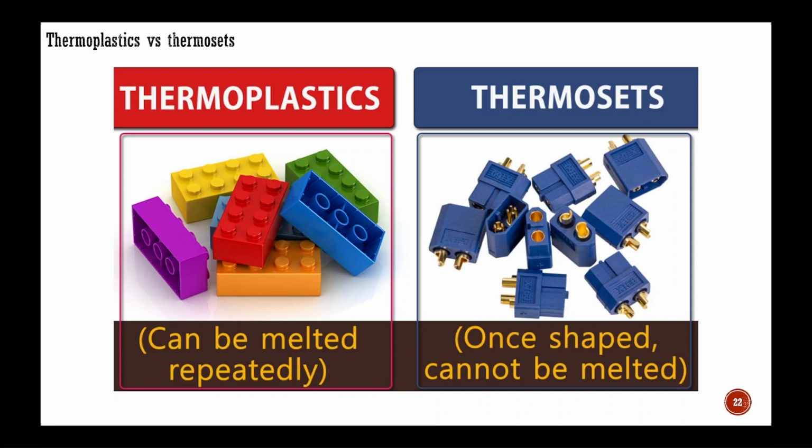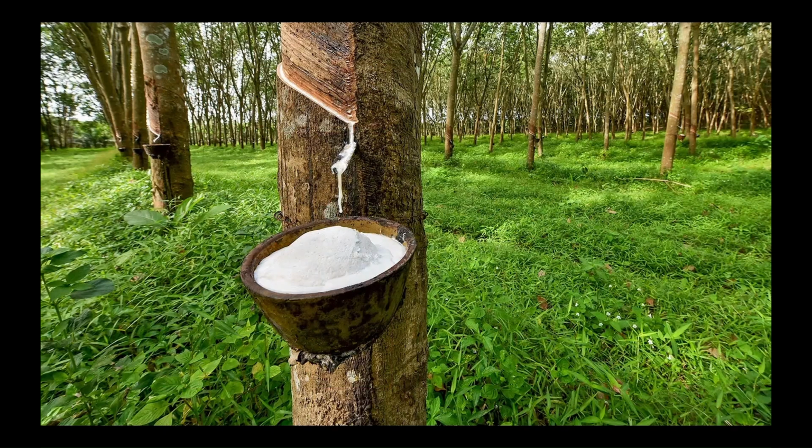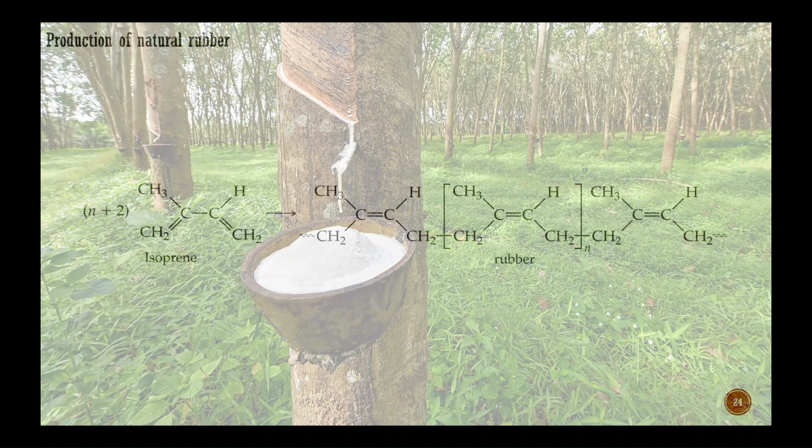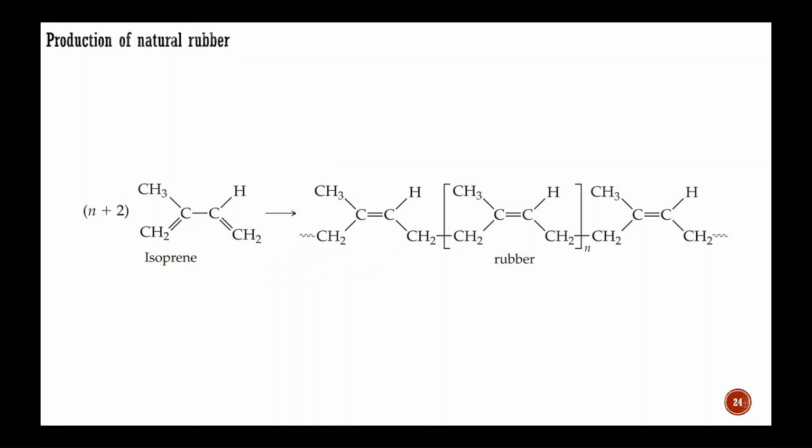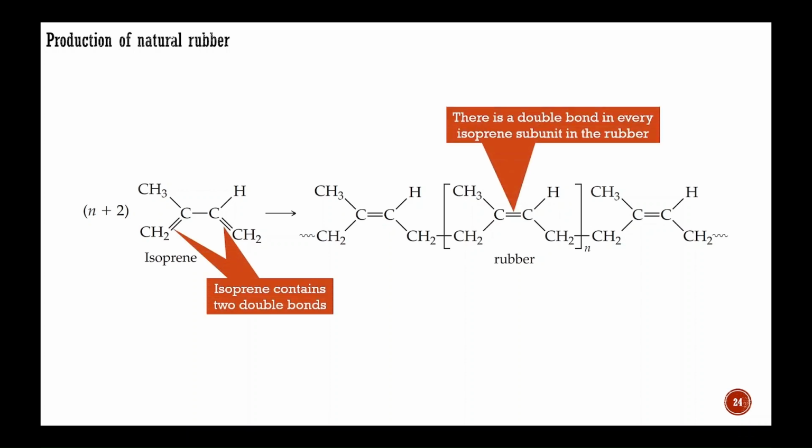An important example of cross-linking is the vulcanization of natural rubber, a process discovered by Charles Goodyear in 1839. Natural rubber is derived from the liquid resin of the inner bark of the rubber tree. Chemically, it is a terpene, a polymer of isoprene, which is schematically presented here. Isoprene contains two double bonds, and polymerization typically proceeds at the two ends of the molecule, leaving a double bond in every isoprene subunit of the resulting polymer.